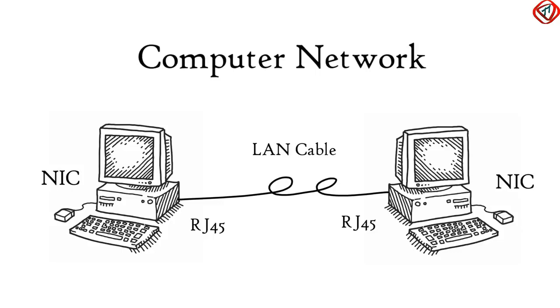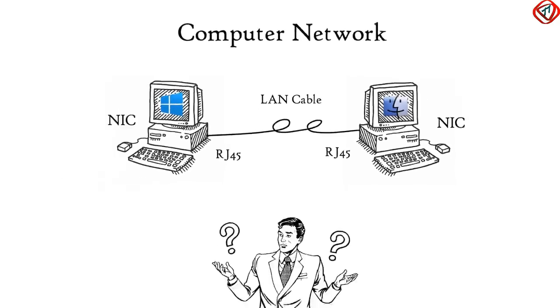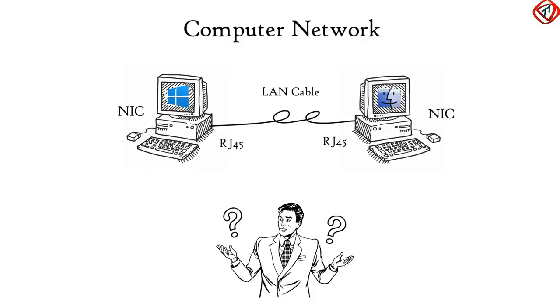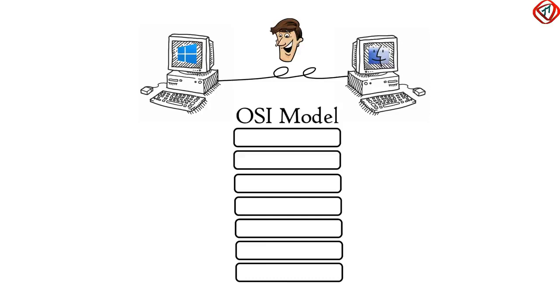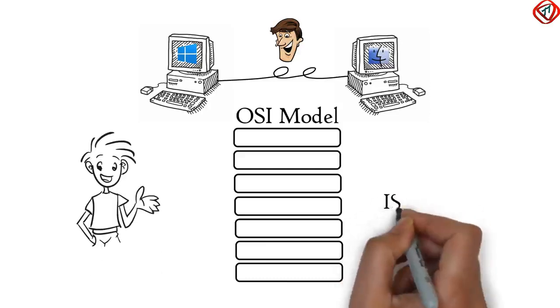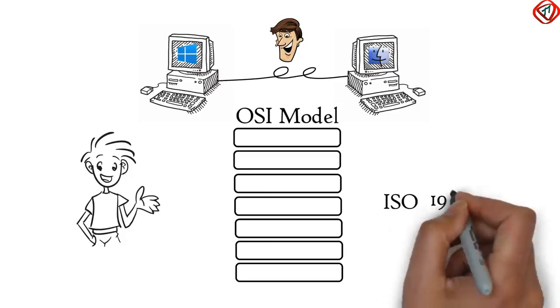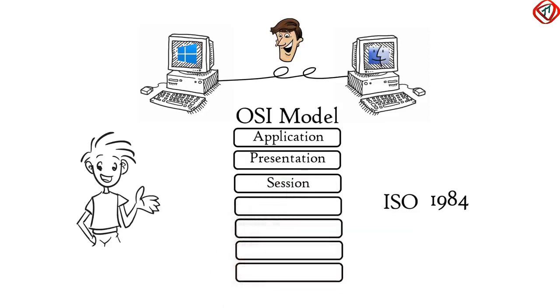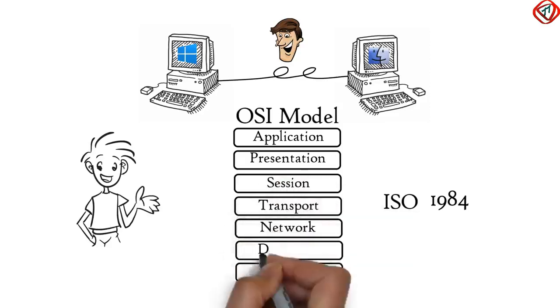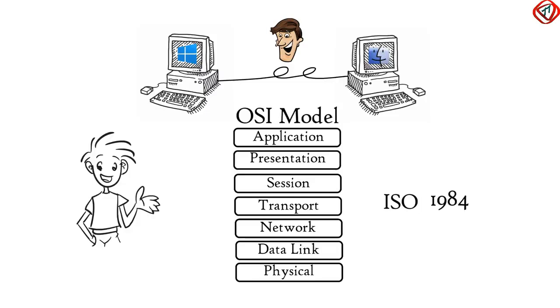But if one computer is based on Microsoft Windows and the other one has Mac OS installed, then how are these two computers going to communicate with each other? In order to accomplish successful communication between computers or networks of different architectures, the 7-layered OSI model, or Open System Interconnection Model, was introduced by the International Organization for Standardization in 1984, containing the application layer, presentation layer, session layer, transport layer, network layer, data link layer, and physical layer.